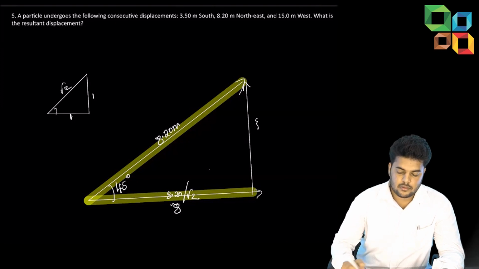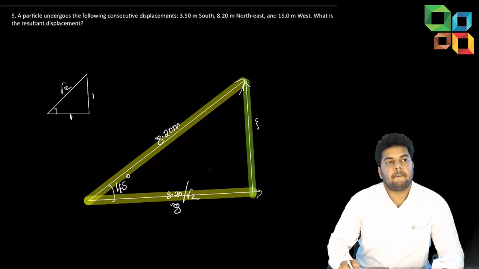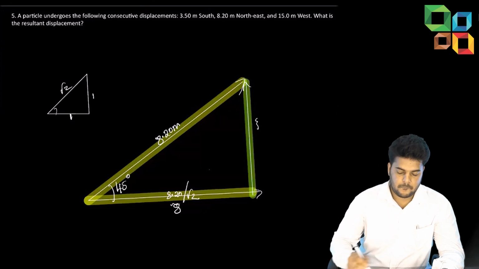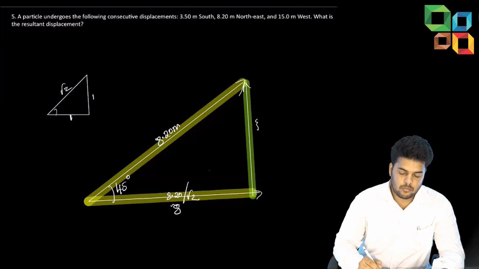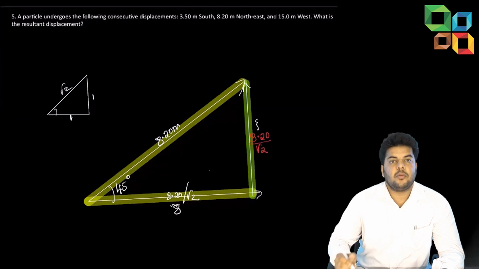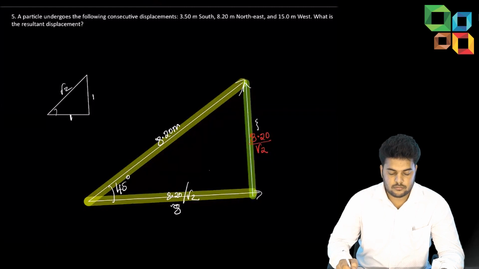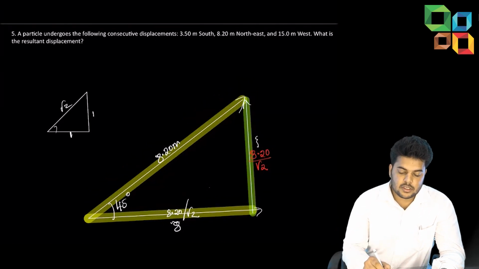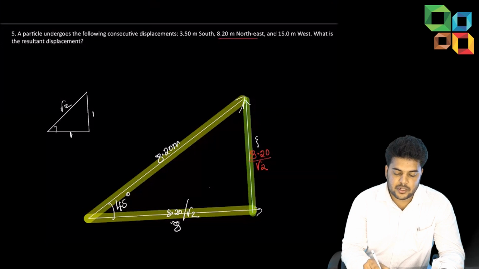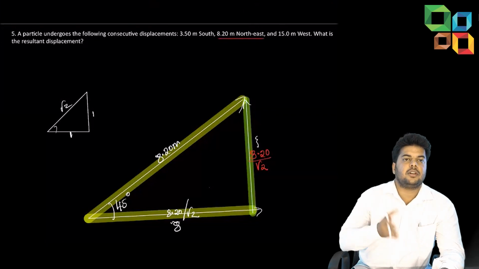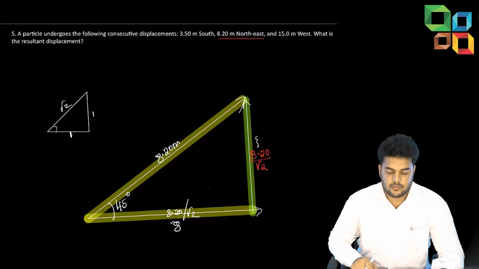Sir, I have a doubt. As it is a right angle triangle and one angle over there is 45, we can say the other angle is also 45, right? So both the sides will be 8.2 by root 2. Yes. How did you get the 45 degrees over there? Sir, because they have told us 8.20 meter northeast. Northeast means exactly between north and east, 45 degrees. Okay, yes, sir.